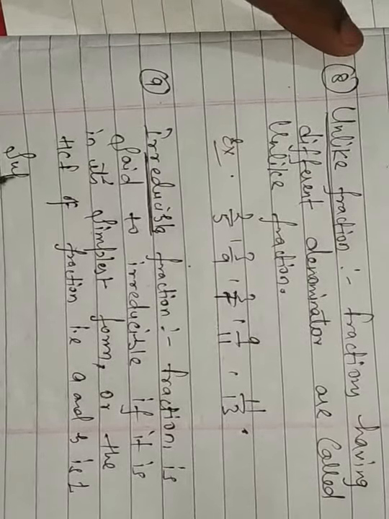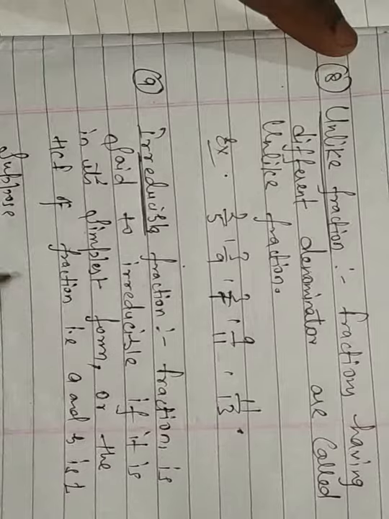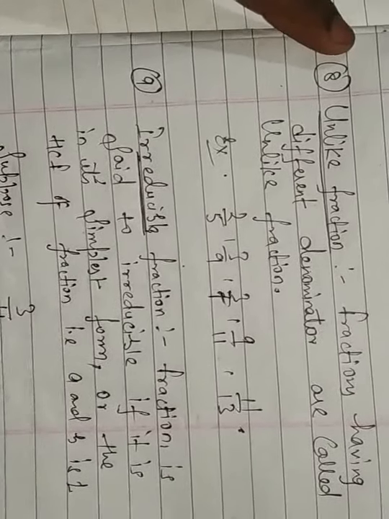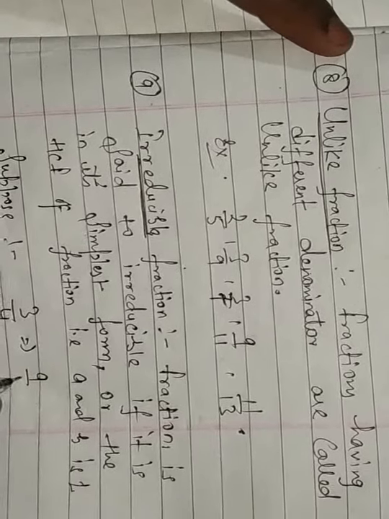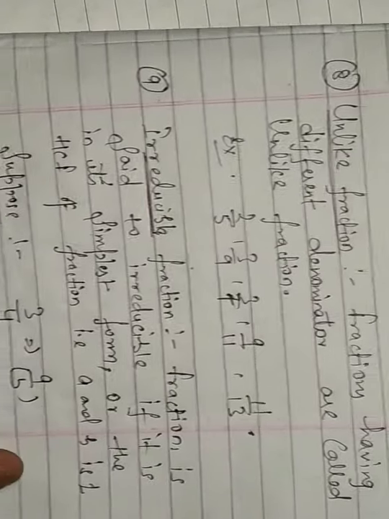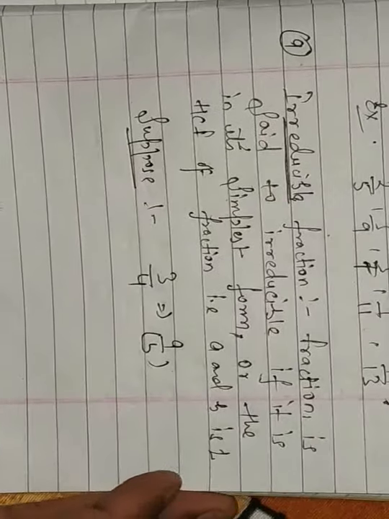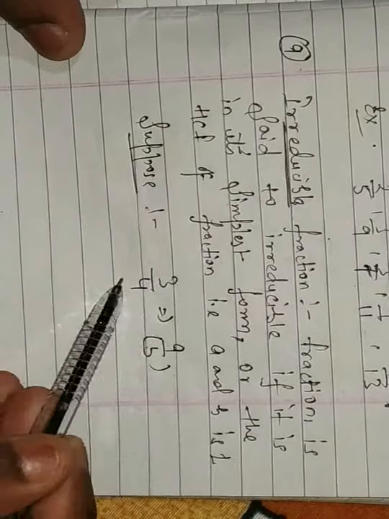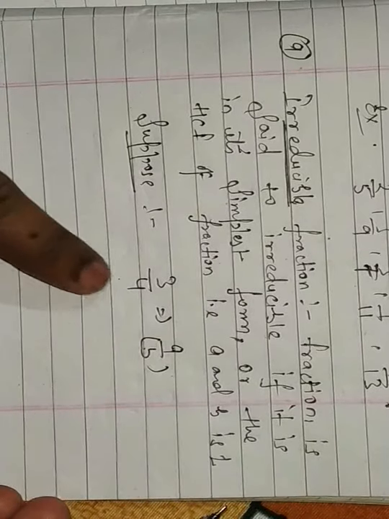Suppose we have a fraction 3/4, which is of the form A by B. Then how can we say that the fraction 3/4 is an irreducible fraction? We can say that the fraction 3/4 is irreducible if the HCF of A and B, that is 3 and 4, is 1, or it is in its simplest form.